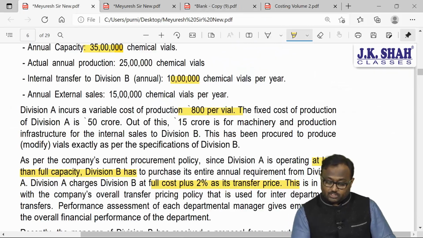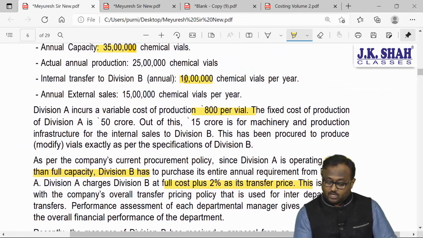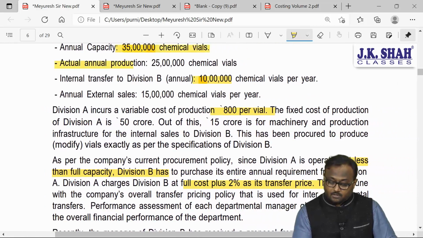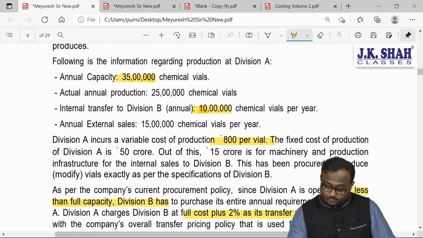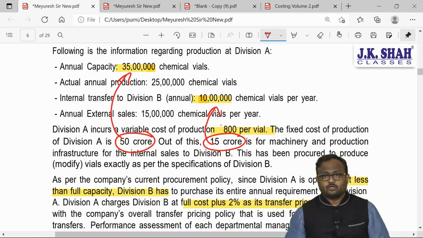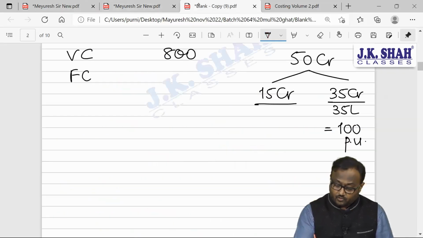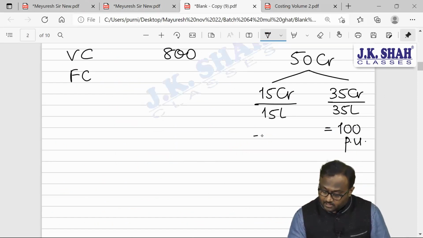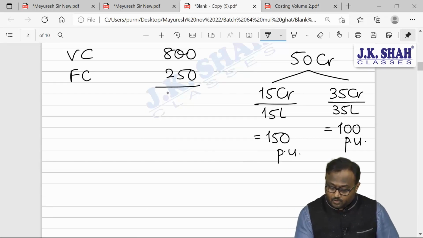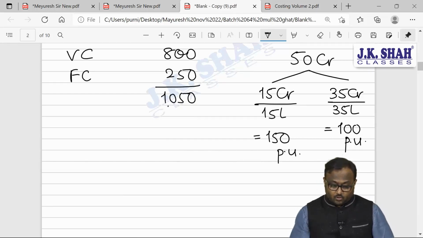And this 15 crores is only for 10 lakhs, but my other cost, see, out of 50 crores, 15 crores will be for B. So balance 35 crores must be for 35 lakhs. So 15 crores will be divided by 10 lakhs, that comes to 150. So 150 plus 100, 250. 1050 will be the total cost for me.